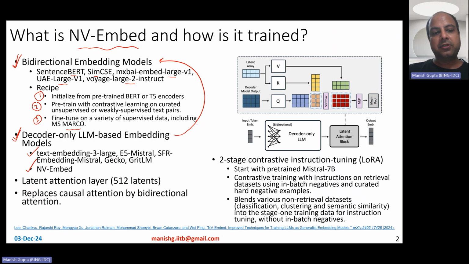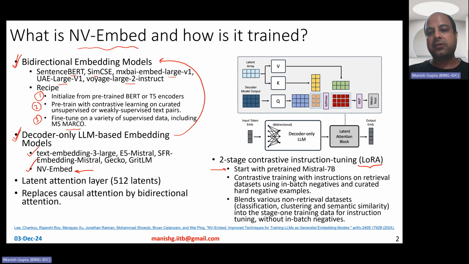The way this NV-Embed model has been trained is that we start from Mistral 7 billion. The architecture of NV-Embed is exactly the same as the pre-trained Mistral 7 billion, and then it is fine-tuned using LoRA, low rank adaptation, a way to fine-tune models very, very efficiently.